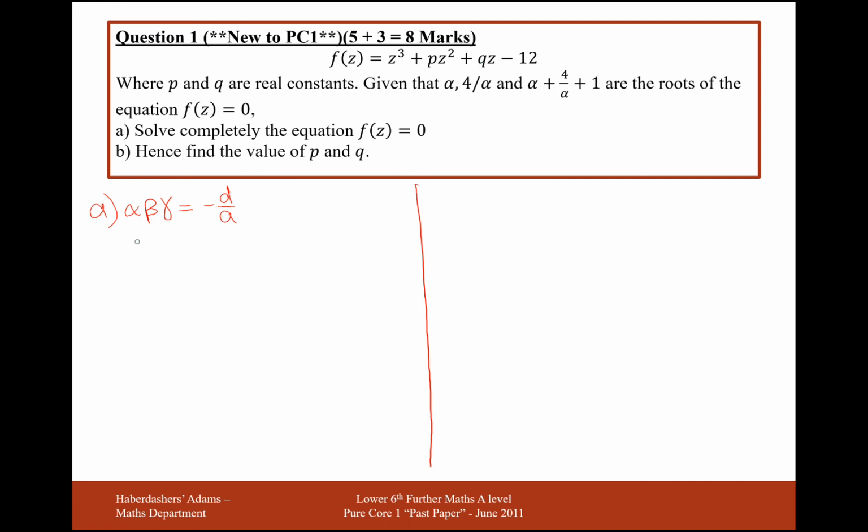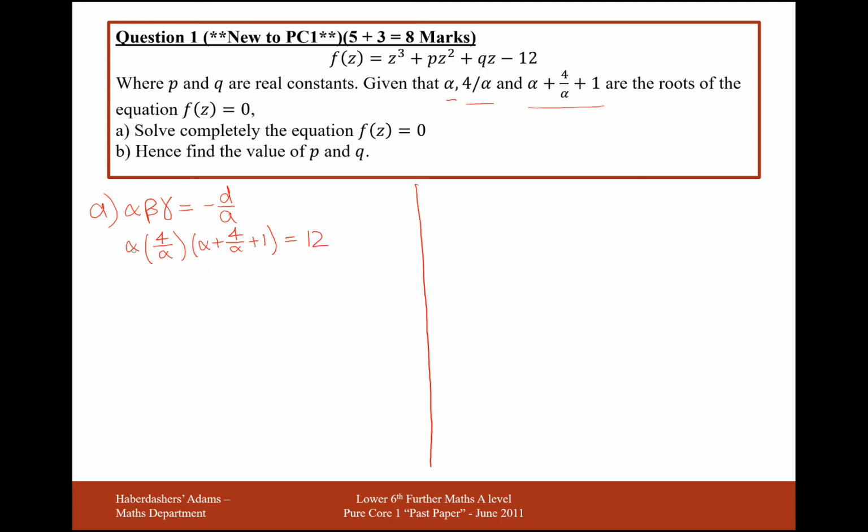So let's substitute in these values and solve an equation. Alpha will be the first root. Our second root is 4 over alpha. And our third root is this big long one at the end. Alpha plus 4 over alpha plus 1 equals minus d over a. D is minus 12, so the double negative will make it 12 over a. A is 1, so we'll just have a 12 here.